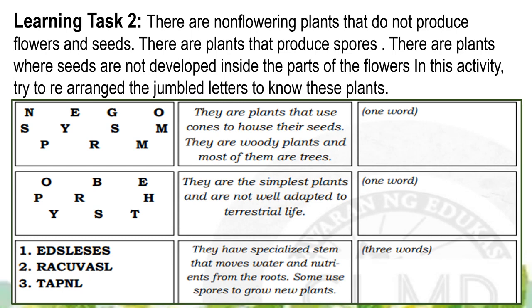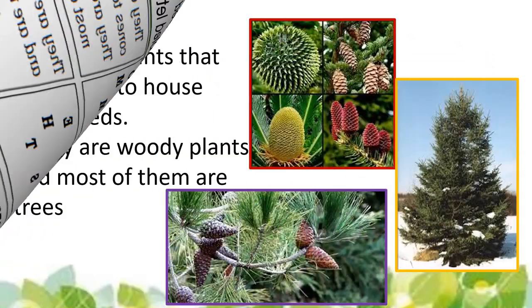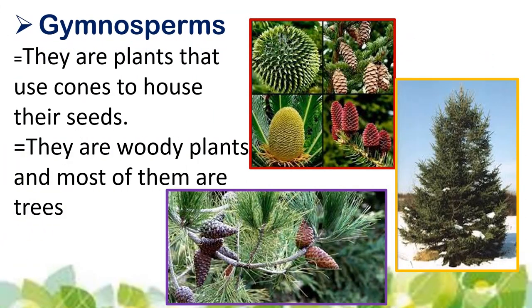There are plants that produce spores. There are plants where seeds are not developed inside the parts of the flowers. In this activity, try to rearrange the jumbled letters to know these plants. Gymnosperms. They are plants that use cones to house their seeds.